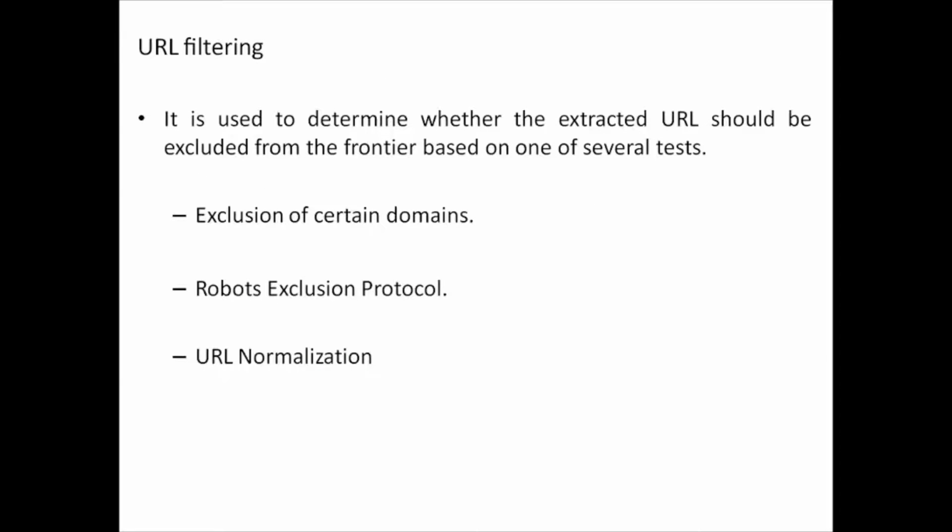Next, we have to perform the URL filtering. It is used to determine whether the extracted URL should be excluded from the frontier based on one of several tests. So what are the tests that we have to perform? Exclusion of certain domains is the first method. Then we are going to use the robots exclusion protocol, that is another method, and we have to ensure that URLs are in the normalized format.